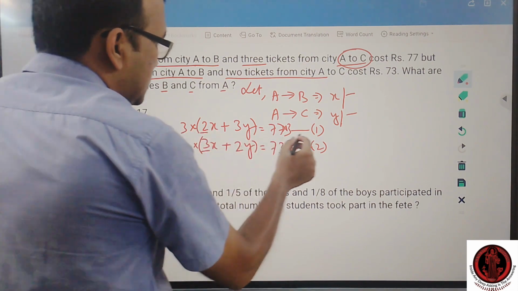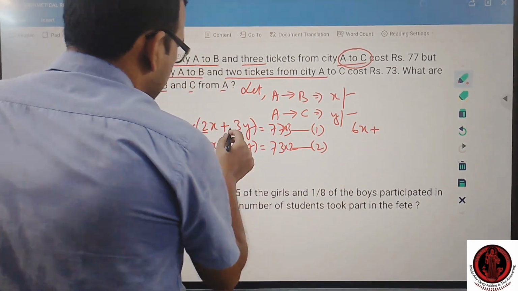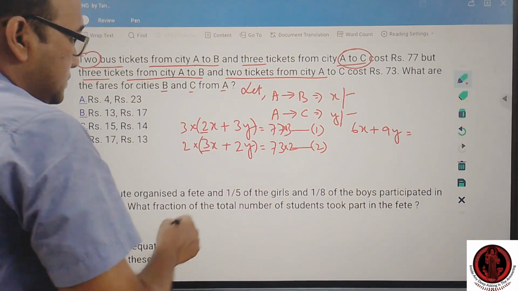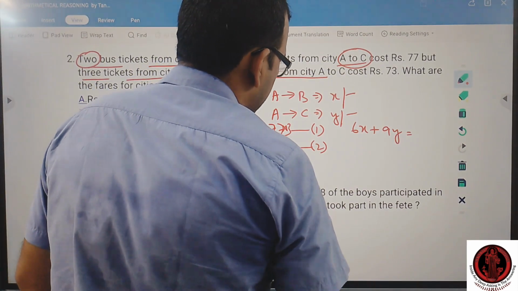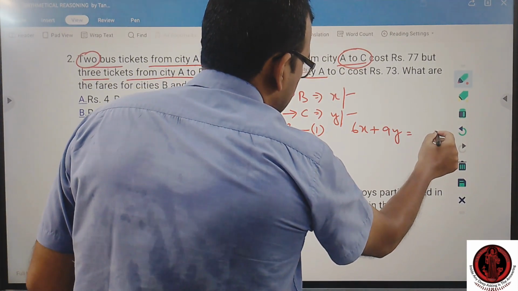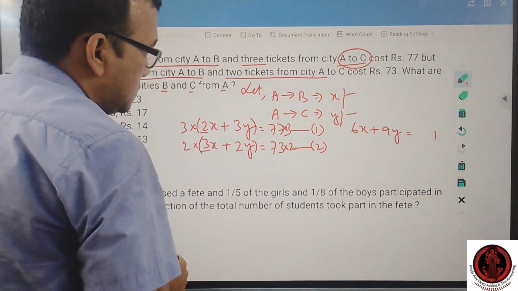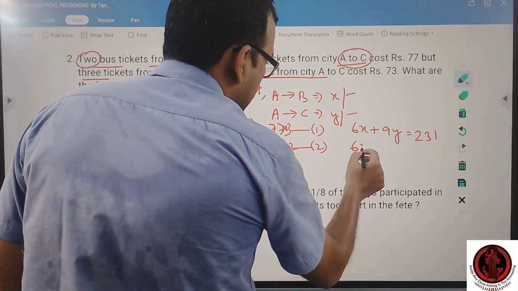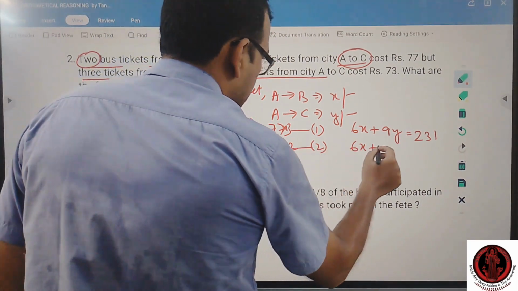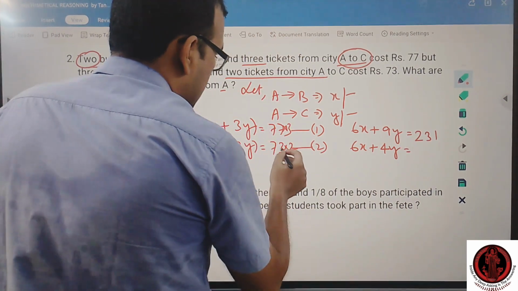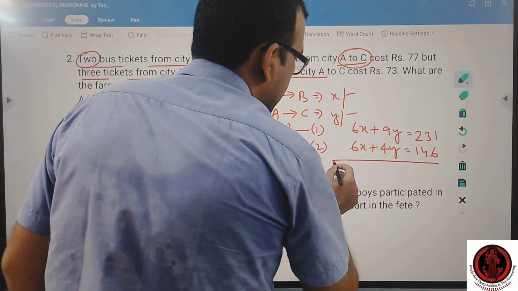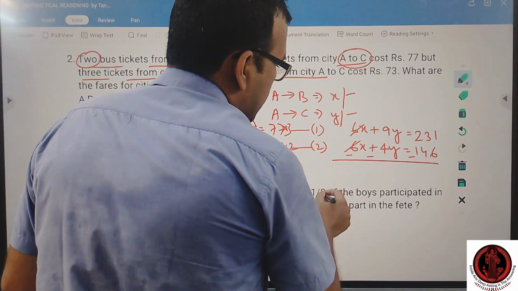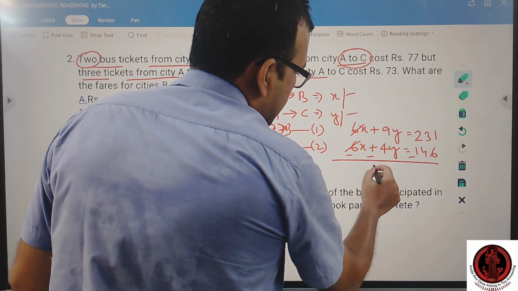Now just solve. 3 2s are 6x plus 3 3s are 9y, that is equal to 77 into 3. So 77 into 3 means 7 3s are 21, 2 7 3s are 21, 231. Now this is 3 2s are 6x plus 2 2s are 4y, that is equal to 146. Now just subtract, 6x cancels out, 9y minus 4y, that is 5y.